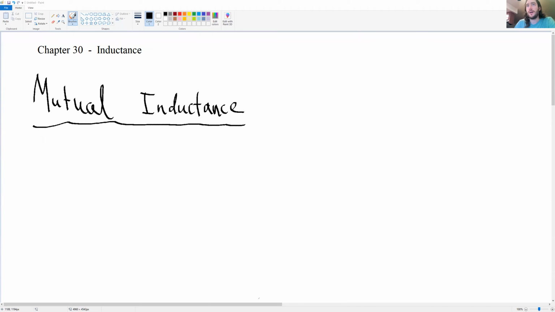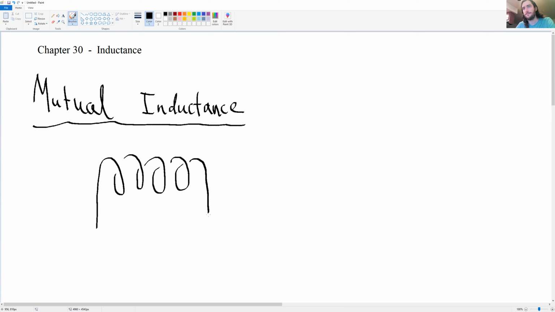The first topic here in chapter 30 is mutual inductance. Mutual inductance is this idea that if I have two coils in the vicinity of one another, let me try and draw some decent looking coils here. Here's coil number 1, and then I have a coil number 2. In principle, these two coils could have a different number of turns.